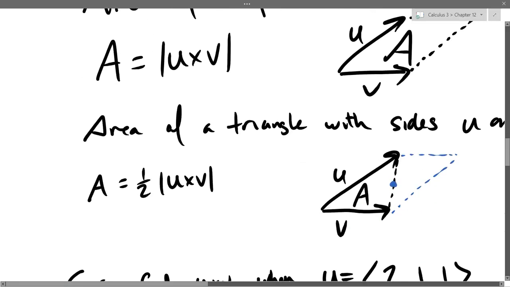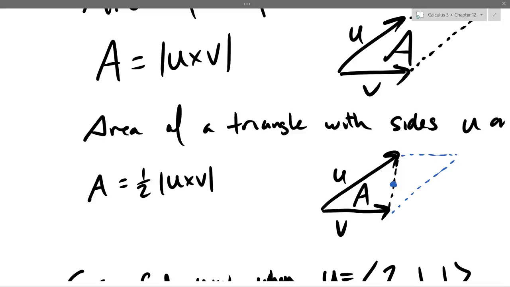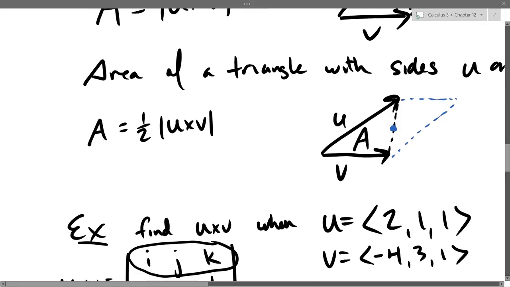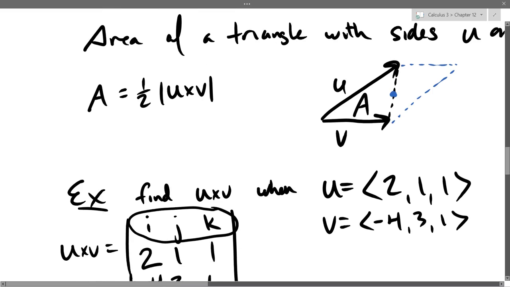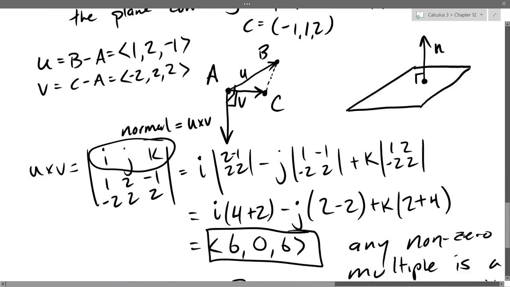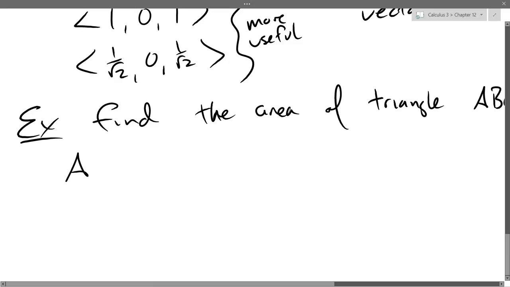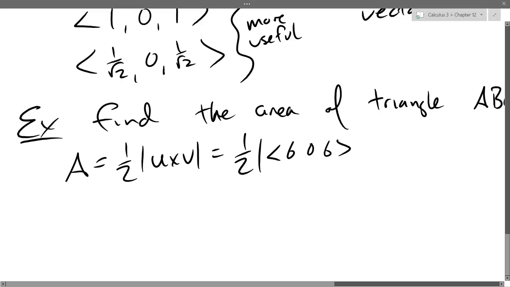We're using this area as 1 half U cross V. So we got U cross V. We just have to take the magnitude and multiply by half. Now it's important that you don't use the unit version. If you could, that means you can just multiply by any scalar and say the area is whatever you want. So you want to use the cross product, not a scalar multiple of the cross product. So we're going to go with the 6, 0, 6. So area is 1 half U cross V. So that's 1 half magnitude of 6, 0, 6.